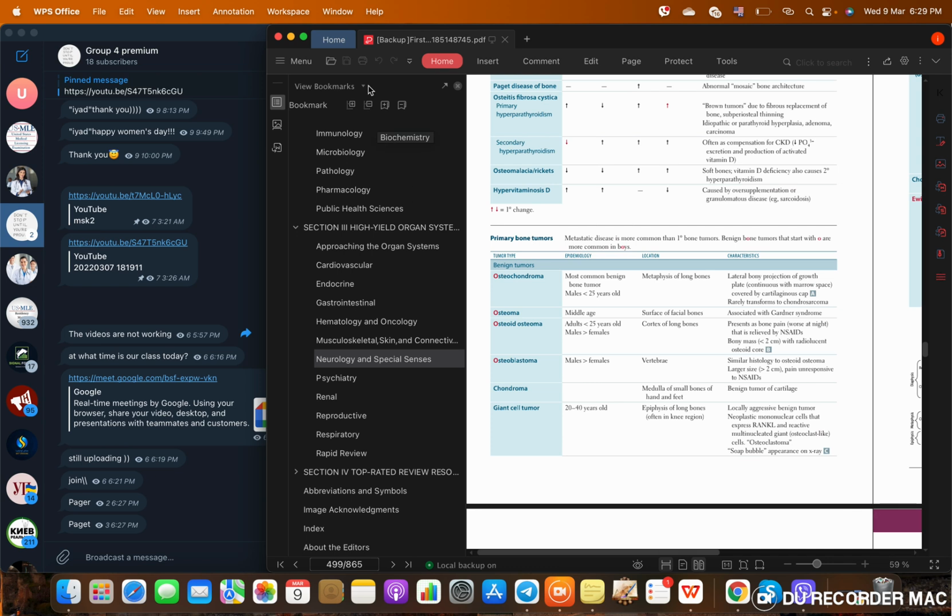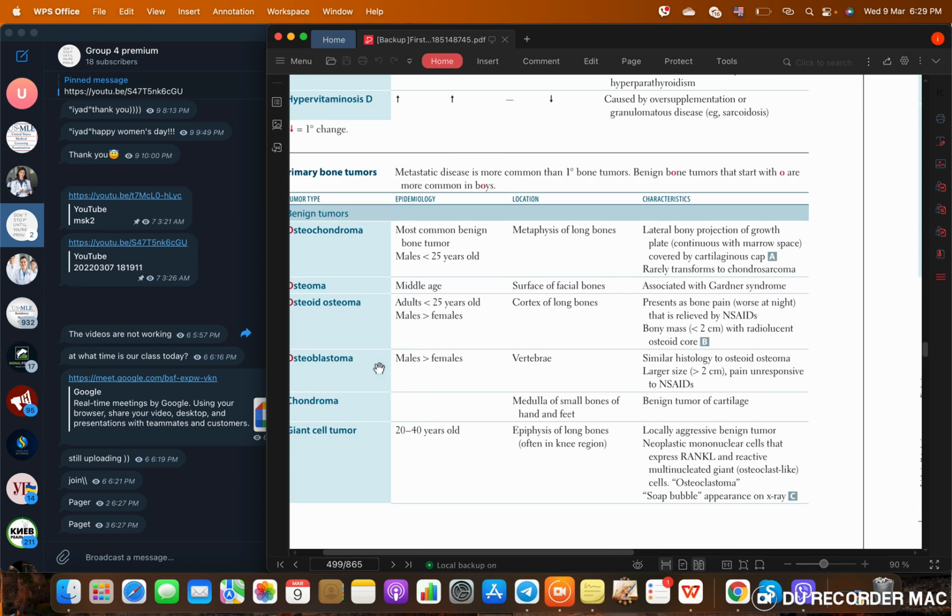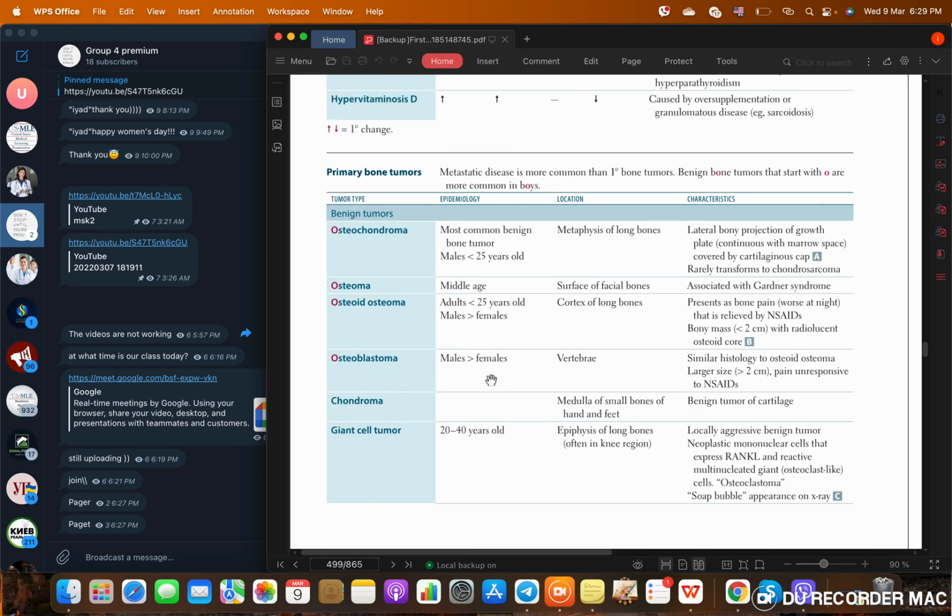So that was metastasis. Let's now speak about primary tumors of the bone. So primary bone tumors include the following. First of all, we have metastatic. They write metastatic is more common than primary. Benign bone tumors start with an O, and they are more common in boys. Okay, so as you can see, the bone ones, most of them, not all of them, start with an O. Osteochondroma, osteoma, osteoid osteoma, and osteoblastoma.